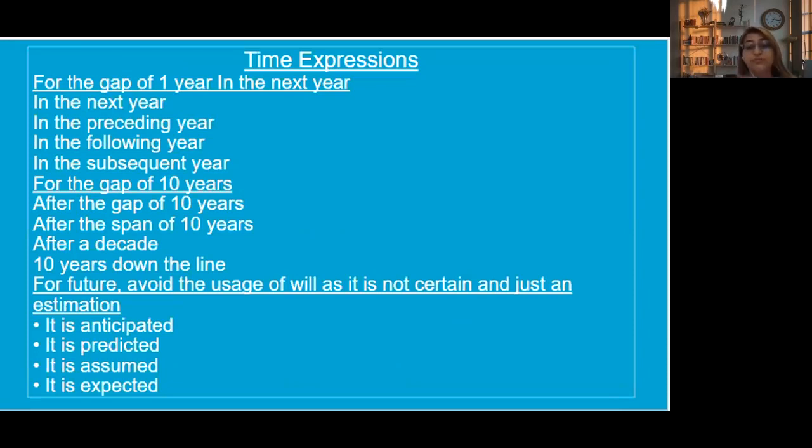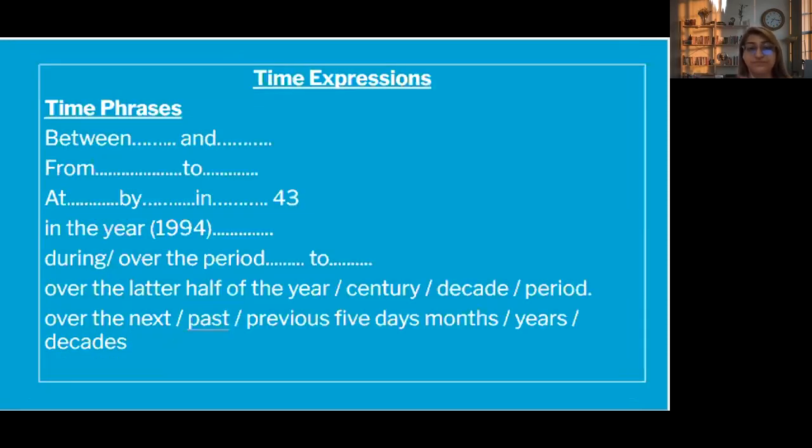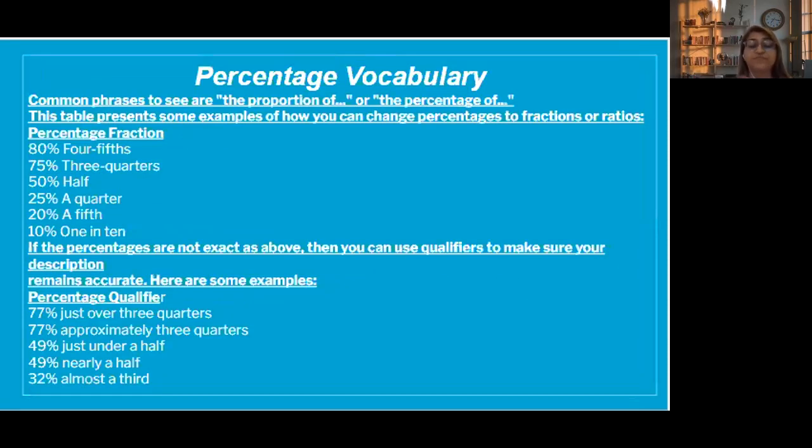When you want to talk about the future and avoid the usage of will, what you can write is: it is anticipated, it is predicted, it is assumed, it is expected. So you can use these words for writing something which is not certain. Again, time phrases. You can read the time phrases here.